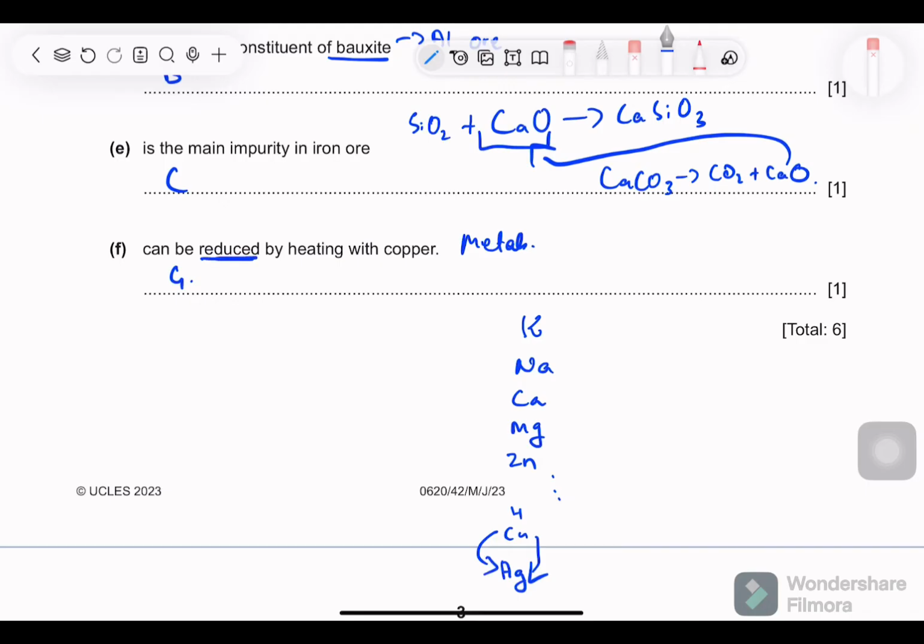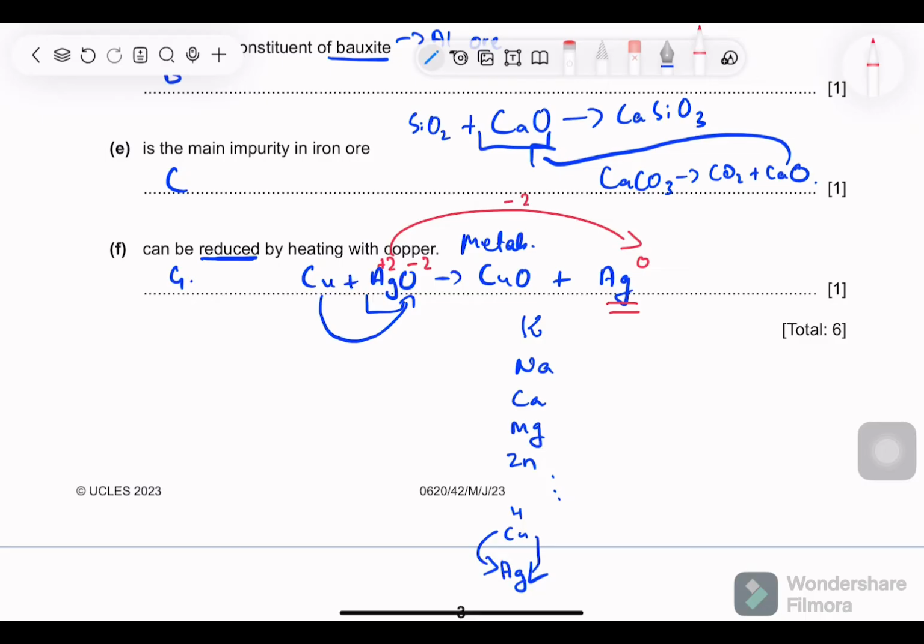Reduced basically means can displace, because if you write the equation for the reaction, Cu plus AgO, silver oxide, what will be formed if Cu displaces? CuO, copper oxide, plus Ag. So if we look at the oxidation states, oxygen was -2 over here, silver was +2. Here, silver is a neutral element, so it has 0. So it is reduced. And copper is a reducing agent. It itself has oxidized.